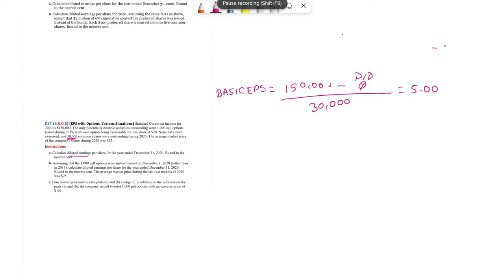When we are doing options, we said we use the treasury method. So when we're doing the treasury method, we need to do some calculation. When we do the calculation, we want to know if they are in the money. What we have is something called the market price, and then we have the exercise price. Those are the two things: the market price and the exercise price.